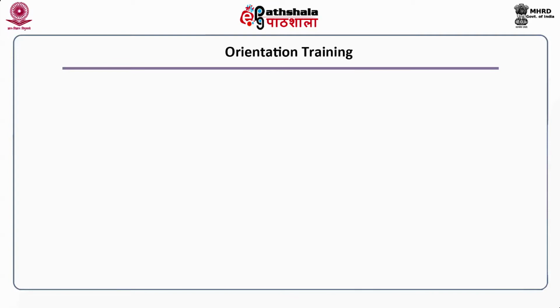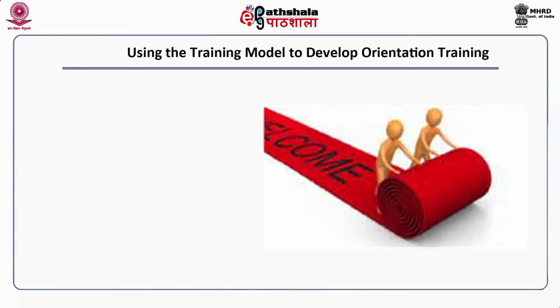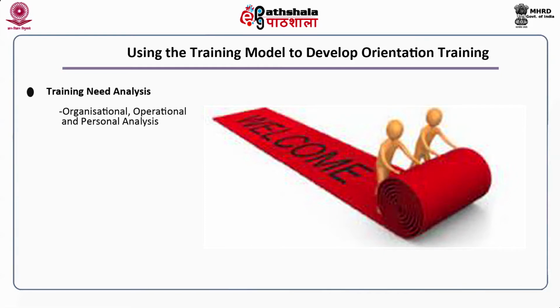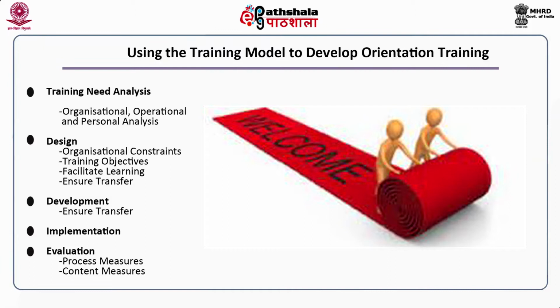Let's start with orientation training. Orientation is the planned introduction of new employees to their jobs, their co-workers and their organization. How can we use the training model to develop orientation training? First, we need to do a training need analysis, which involves organizational, operational and personal analysis. This step is followed by the design, which includes organizational constraints, training objectives, facilitating learning and ensuring transfer of training. After this comes development, which ensures transfer of training to the trainees. It is followed by implementation and then evaluation, which includes process measures and content measures.